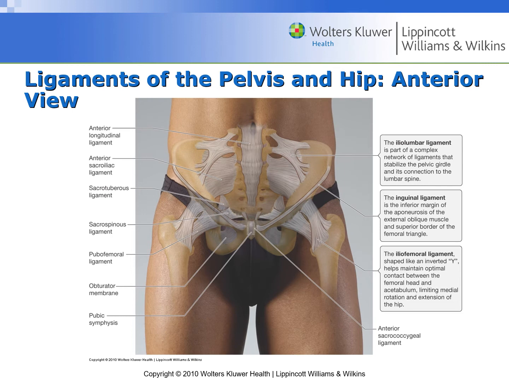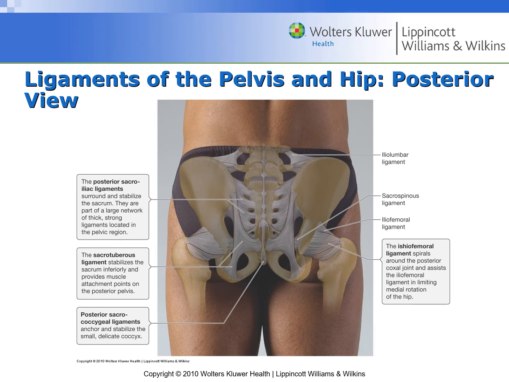And now let's consider the ligaments of the pelvis and hip from an anterior view. The iliolumbar ligament is part of a complex network of ligaments that stabilize the pelvic girdle and its connection to the lumbar spine. The inguinal ligament is the inferior margin of the aponeurosis of the external oblique muscle and the superior border of the femoral triangle. The iliofemoral ligament, shaped like an inverted Y, helps maintain optimal contact between the femoral head and the acetabulum, while it limits medial rotation and extension of the hip.